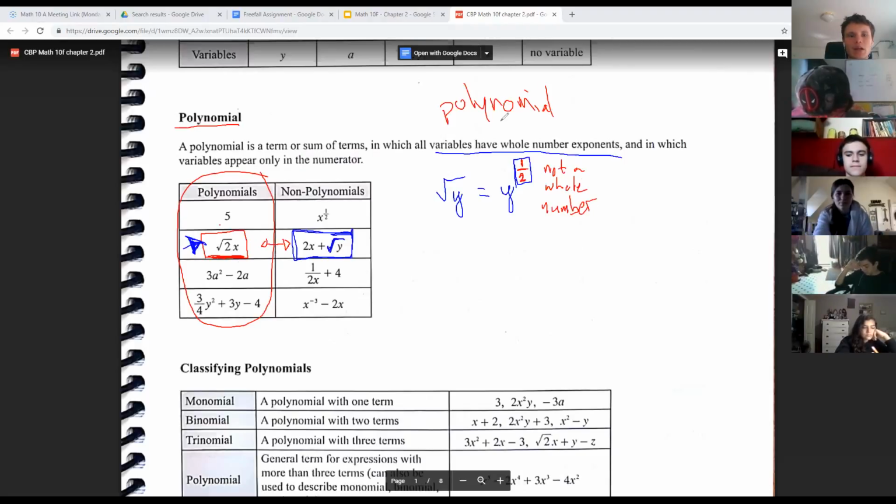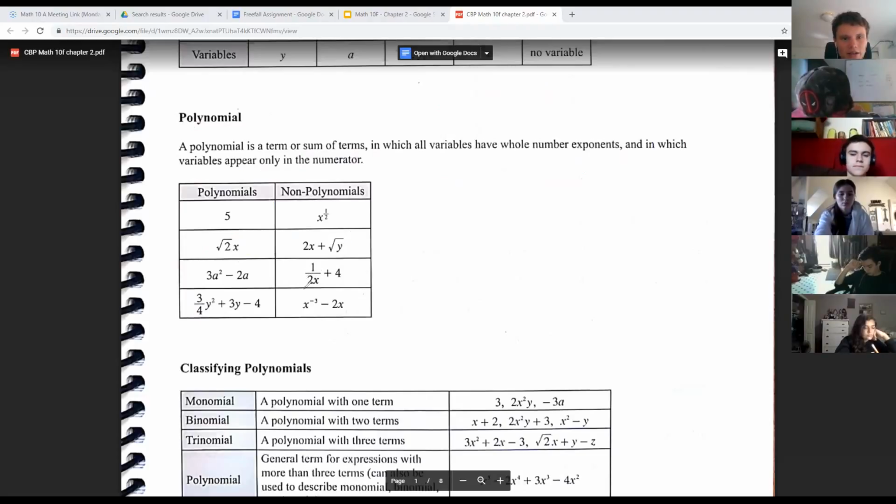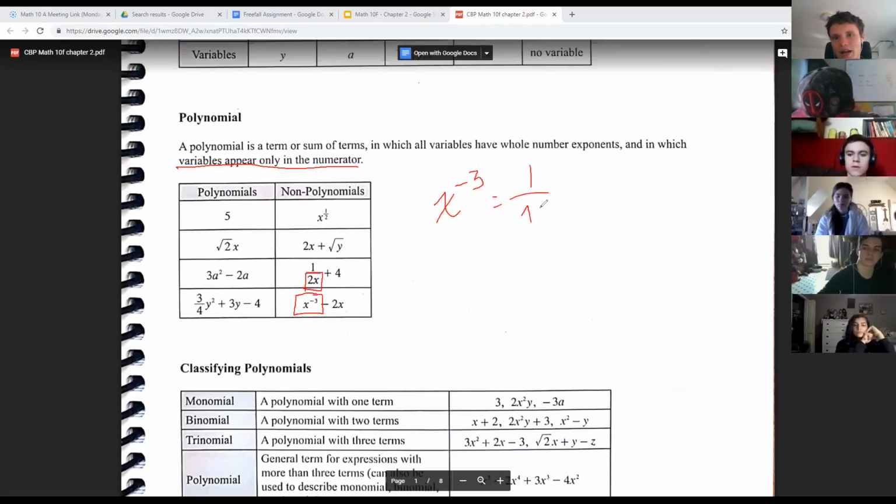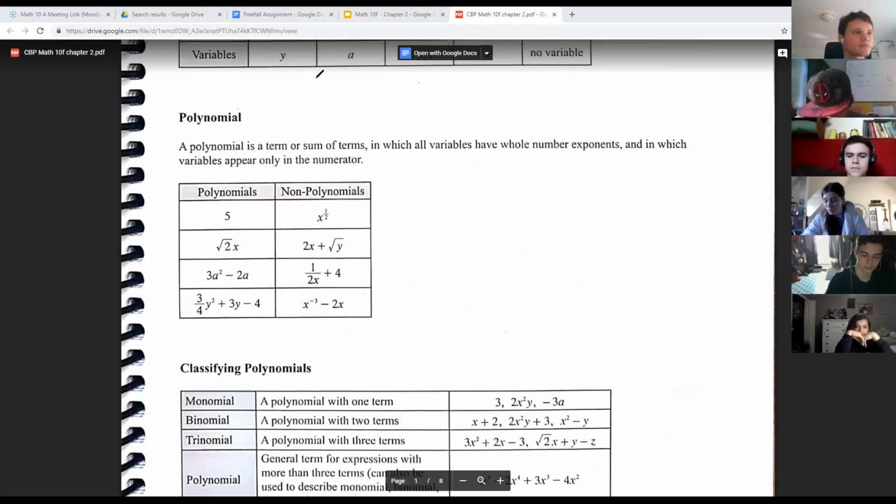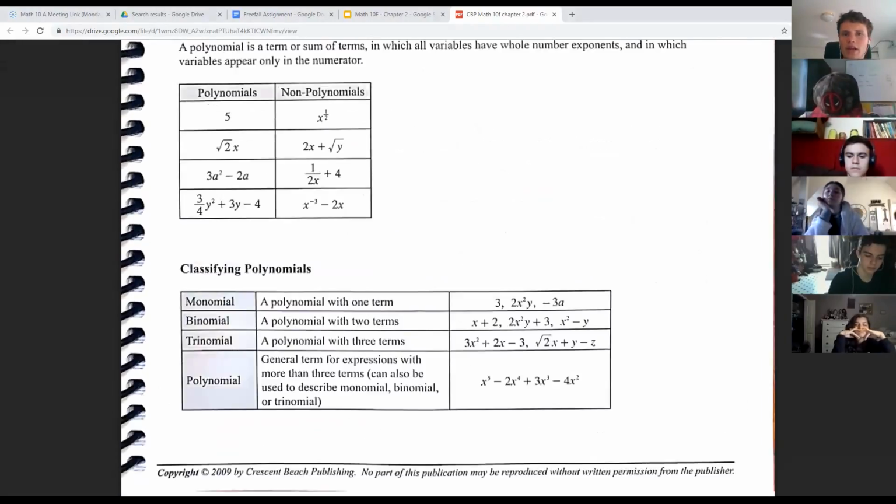All right. And similarly, look at this one. We have 1 over 2x. Of course, we've got the variable appearing only in the denominator, but we've said a polynomial can only be in the numerator. This one too, look at this. This is not a polynomial, x to the power of -3. And another way to think about that, of course, we can write it as 1 over x to the power of 3. You can see we have a variable that's in the denominator. It's not a polynomial. Okay, we're doing okay. Any questions so far?